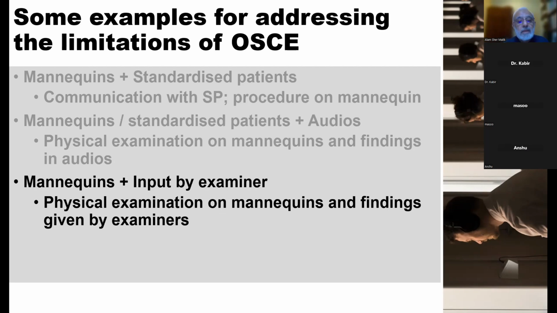Third is the mannequin and input by the examiner. The students perform the examination on the mannequin, and we look at the technique of the student. But then, for the different examinations, the examiner provides the input. For example, there we said that we heard a murmur. So the technique is seen on the mannequin, and some findings are given by the examiner, and then the student is asked to interpret, and relevant questions are asked.